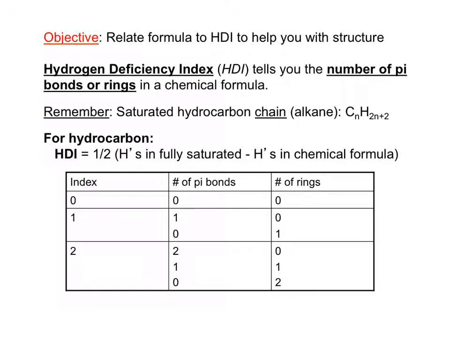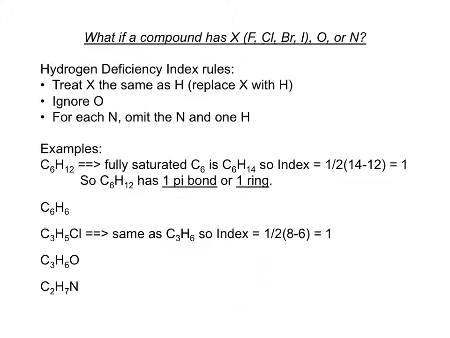So for a hydrocarbon, if the HDI equals 1, that means there could either be 1 pi bond or 1 ring. If the HDI equals 2, it could be these combinations of pi bonds or rings. If you have a compound with a halogen, oxygen, nitrogen, use these rules to calculate the hydrogen efficiency index. So stop the video and determine the HDI of those 3 compounds.